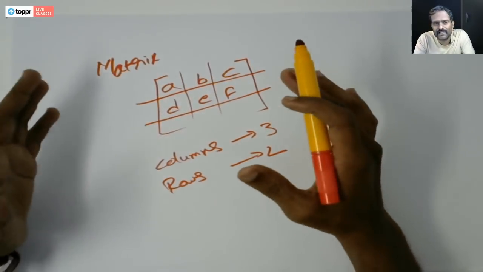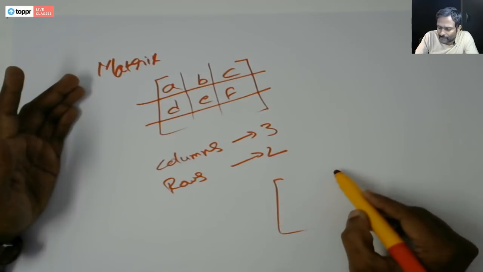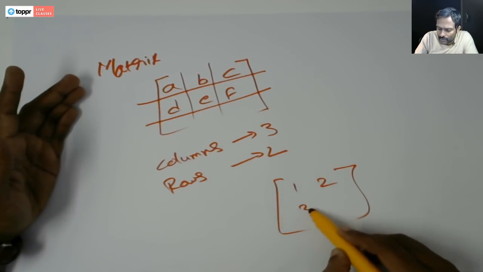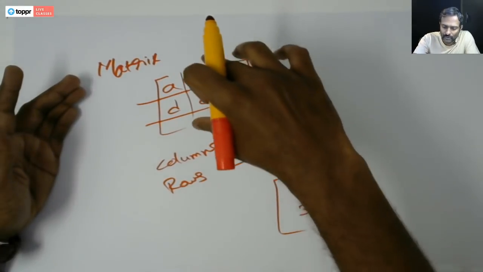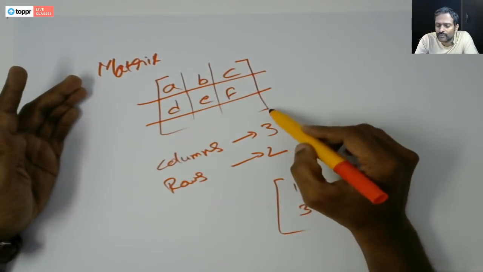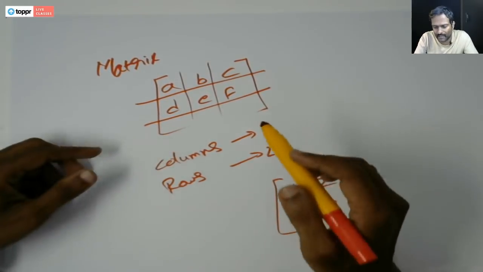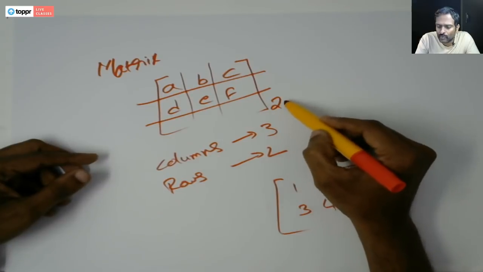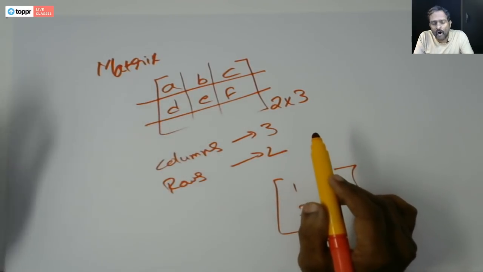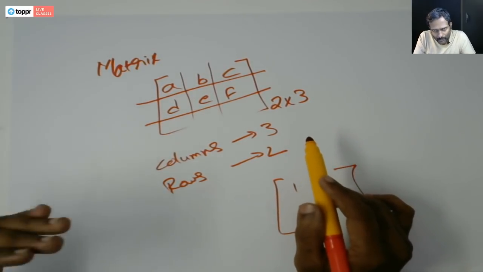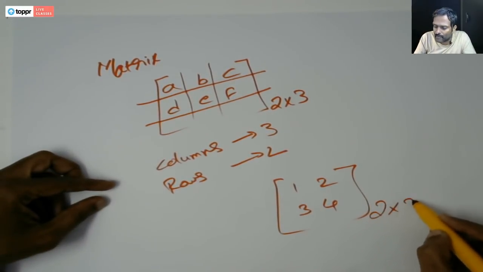So the order of the matrix is its size. How do we talk about the size of the matrix? This is a matrix, and I have another matrix, 1, 2, 3 and 4. What is the difference between these two matrices? This one is slightly bigger in one orientation. Say this is a 2 by 3 matrix. We talk about a matrix by its order. Order is nothing but the number of rows by the number of columns. So here the order is 2 by 2.